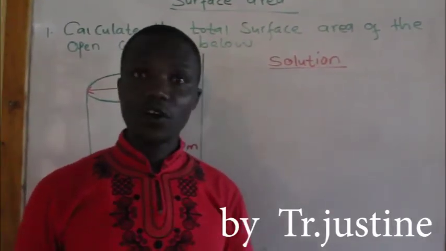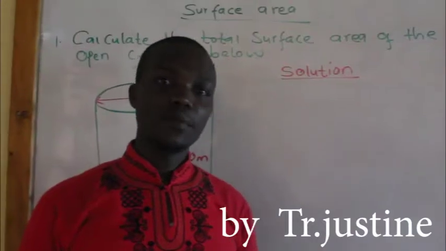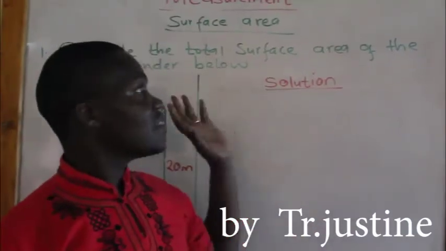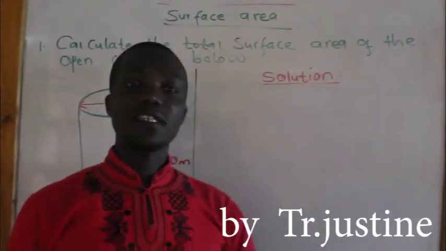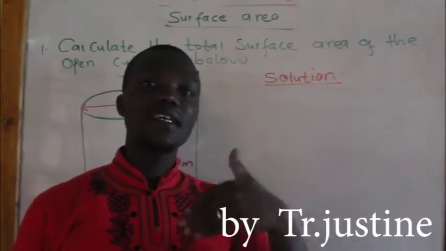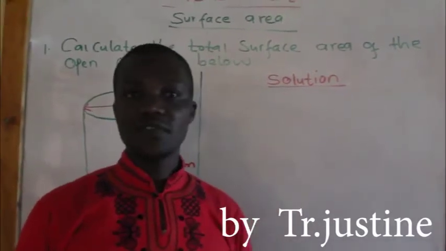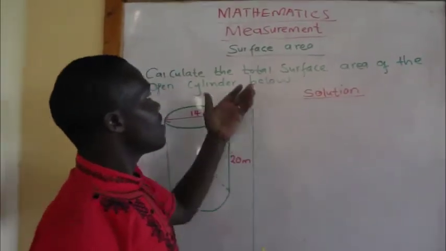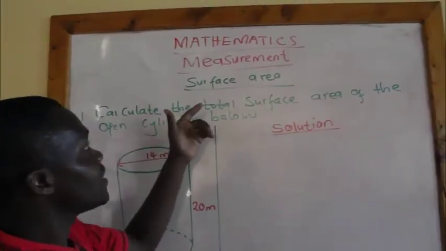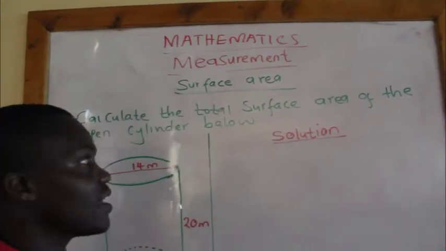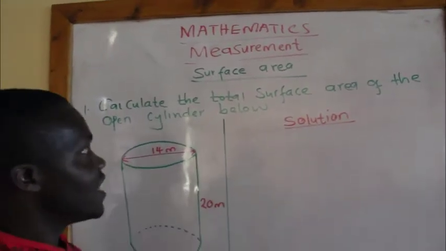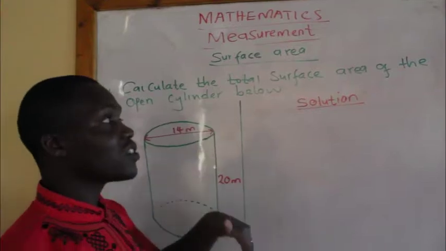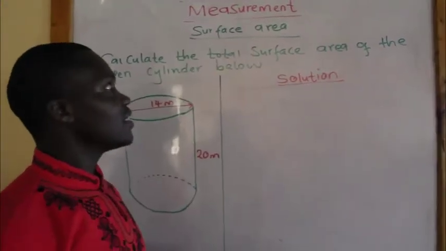Today we are continuing with the previous lesson, which is about surface area. We are still progressing with more examples related to surface area. We are continuing with measurement, and under measurement is surface area. In our previous lesson, we talked about the meaning of surface area.